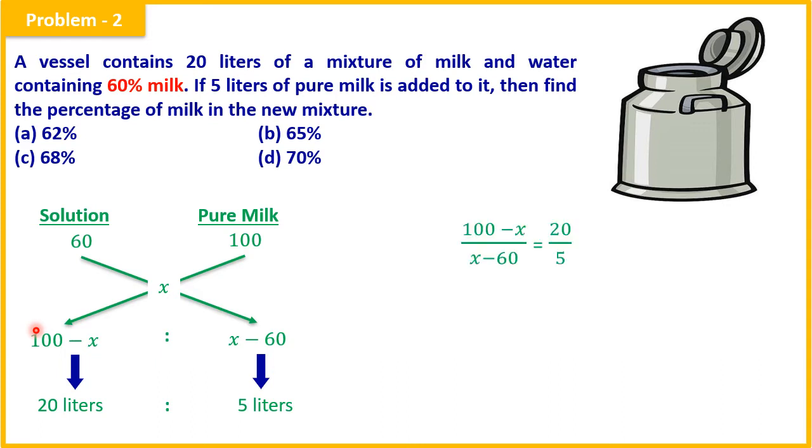Now let us solve this. So 100 minus X divided by X minus 60 will be equal to 20 divided by 5. Simplifying this, you will get X as 68. So this is the concentration of milk in the resulting mixture, 68%.